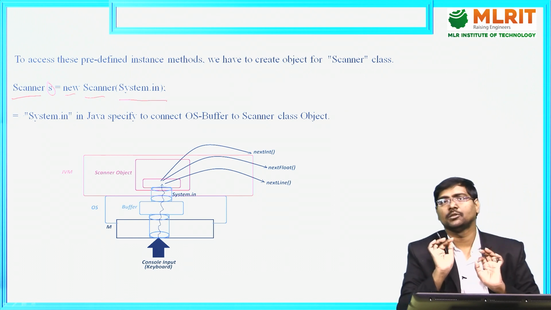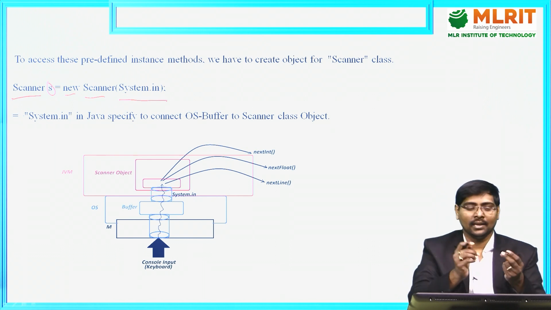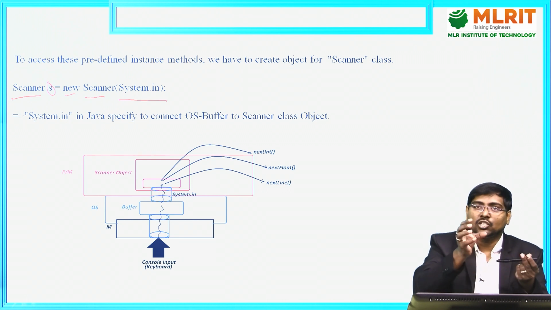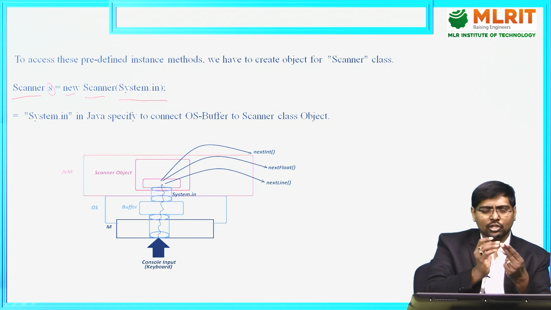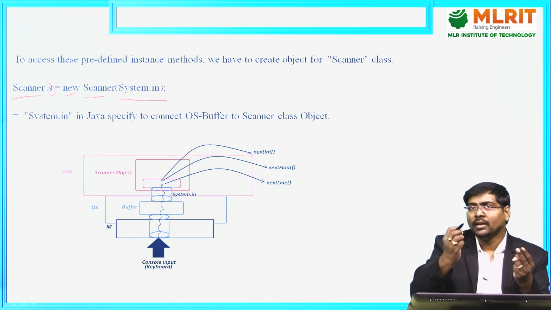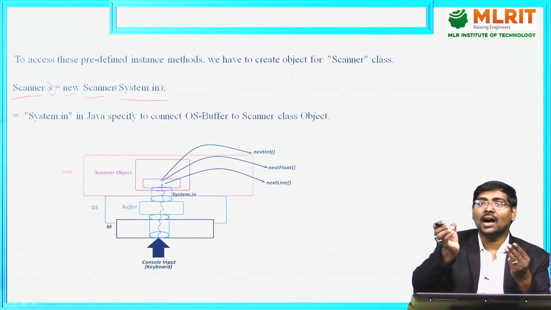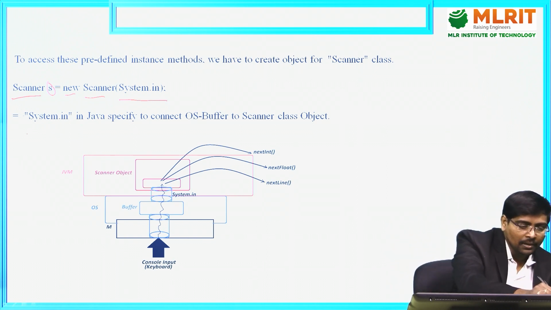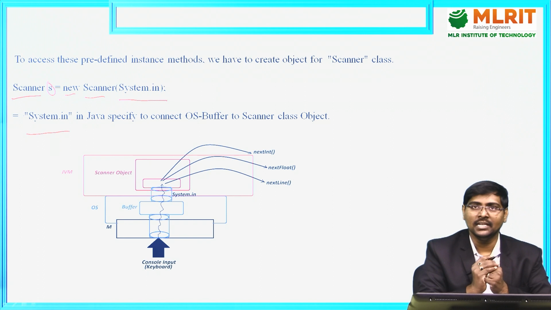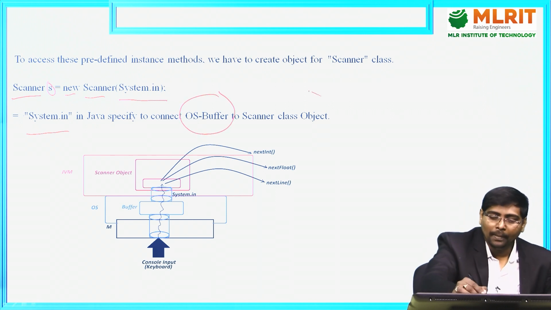I will explain this parameter. What is this one? System.in. Actually, this is a stream. You know that one. A stream is a continuous flow of data. Generally, 3 streams are available: System.in for input, System.out for output, System.err for displaying errors only. So System.in, the purpose is to connect the buffer to my object.